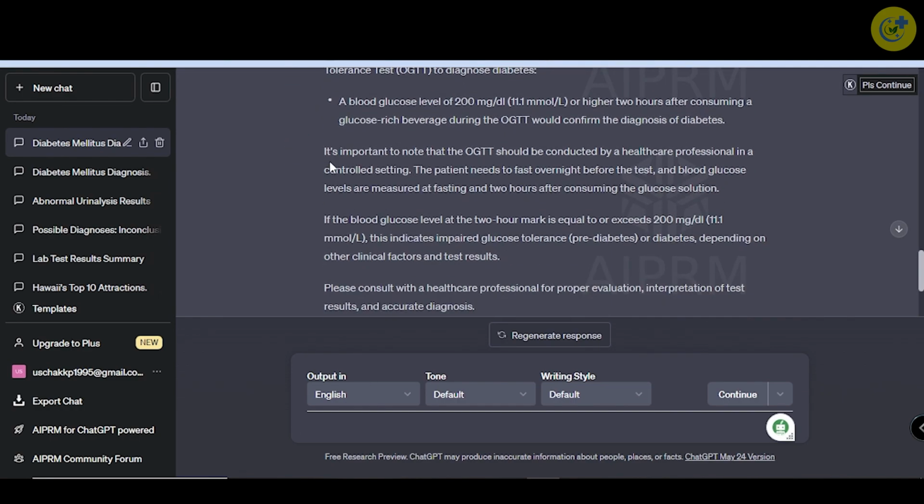It is important to note that the OGTT should be conducted by a healthcare professional in a controlled setting. The patient needs to fast overnight before the test, and blood glucose levels are measured at fasting and 2 hours after consuming the glucose solution. If the blood glucose level at the 2-hour mark is equal to or exceeds 200 mg per deciliter, this indicates impaired glucose tolerance or diabetes, depending on other clinical factors and test results.